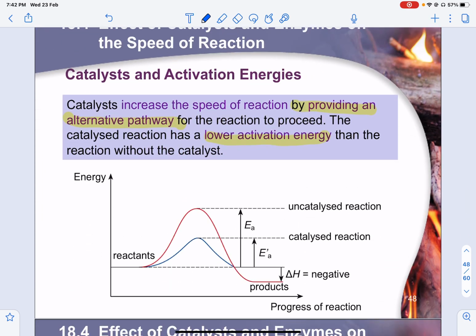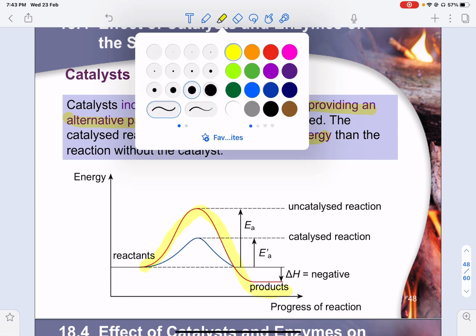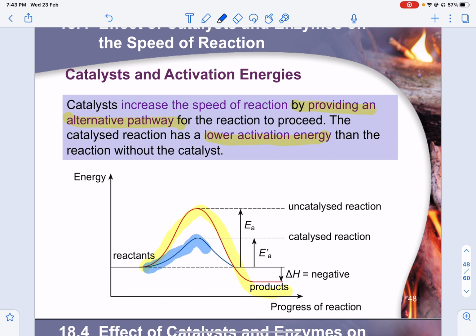Catalysts and activation energies. Catalysts increase the speed of reaction by providing an alternative pathway for the reaction to produce products. So just like how the original reaction follows this pathway, having an alternative pathway, you will have it here. The catalyzed reaction will then have a lower activation energy than the reaction without the catalyst, resulting in the reaction occurring at a faster speed.